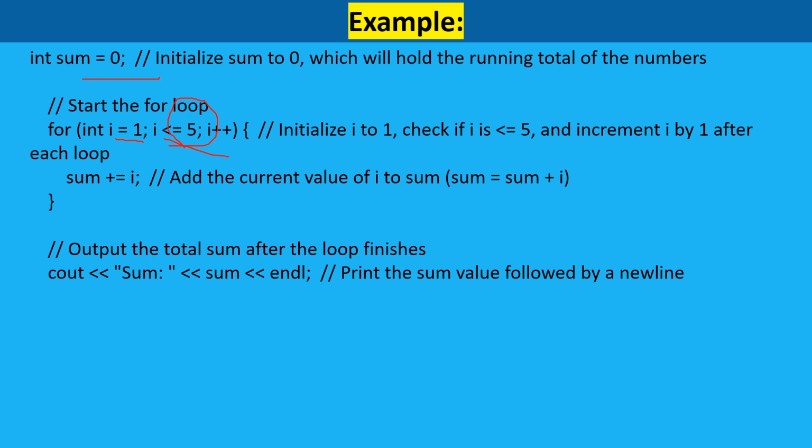This line outputs the string sum followed by the final value to the console. The operator is used to concatenate strings and variables for output. And endl moves the cursor to a new line. For example, if the sum is 15, the output will be 15.